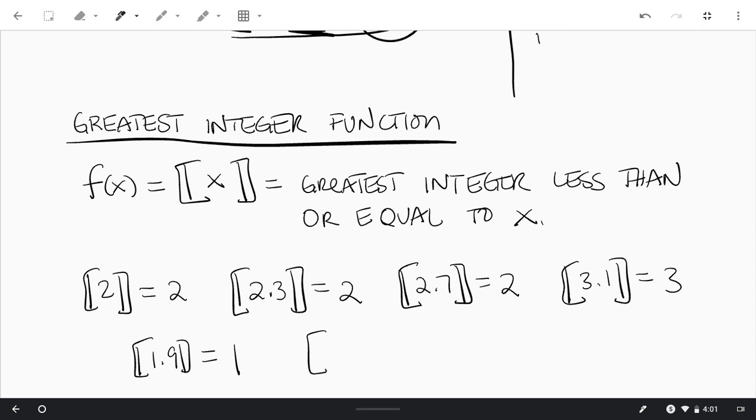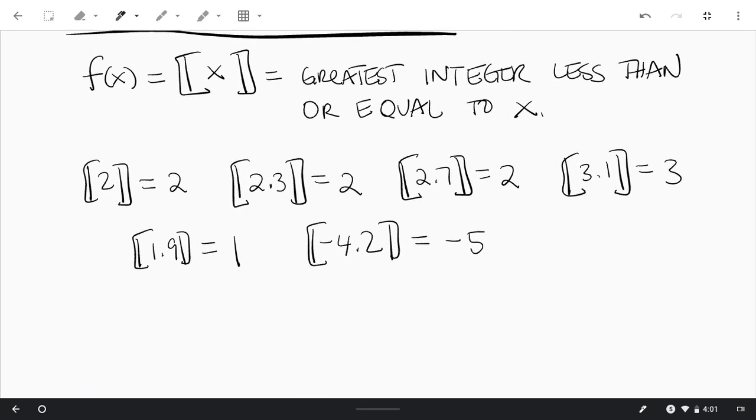And this here, negative 4.2. That is going to be negative 5 because you can't be larger. Remember, negative 4 is actually larger than negative 5.